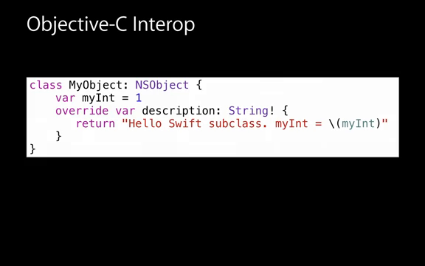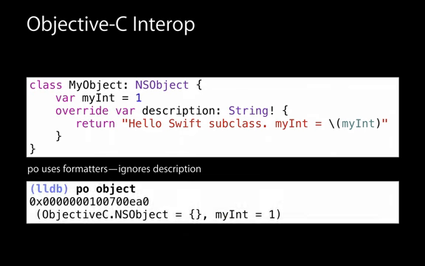I can have a Swift class that inherits from NSObject, and I can actually override description for that class in Swift. But if I try to po it in lldb, lldb will not even look at that description. lldb will use data formatters. And that's what I'll get, because that's a Swift object. What if I actually want to use my description? What if I actually want to see the Objective-C side of things?